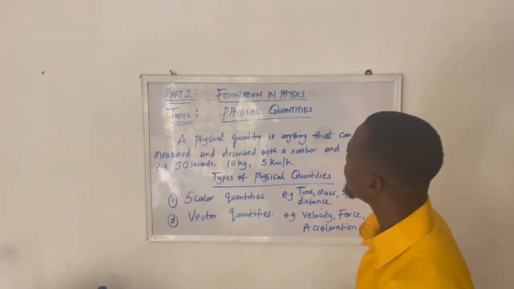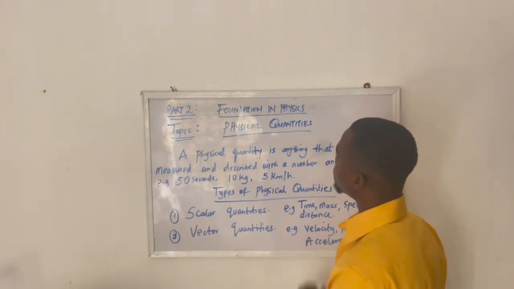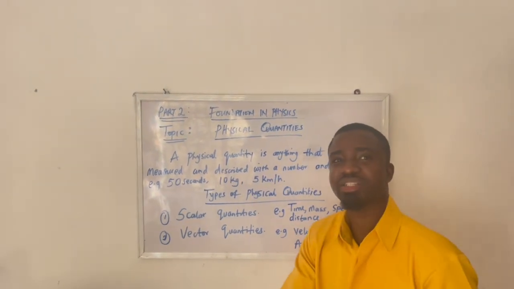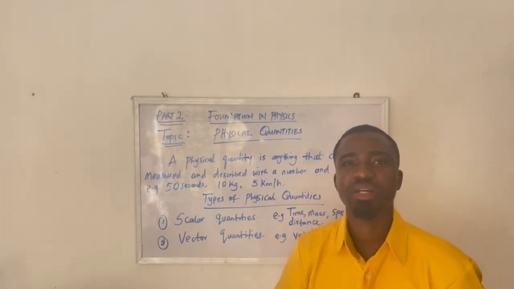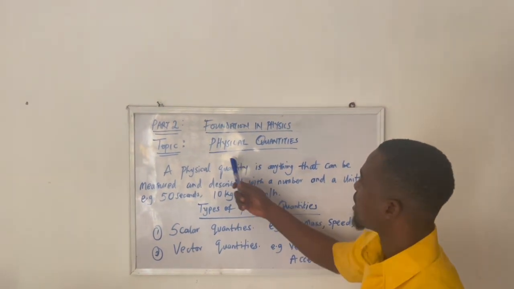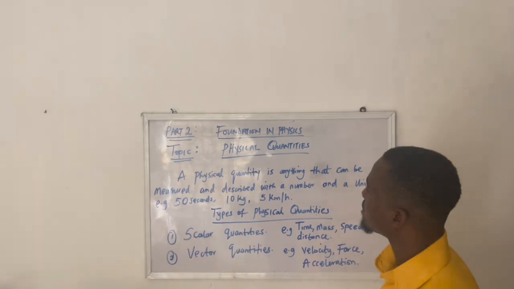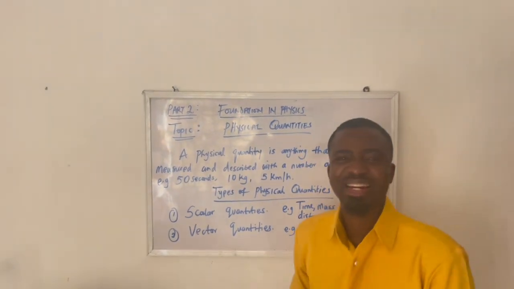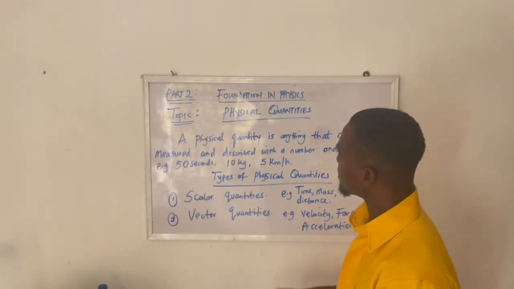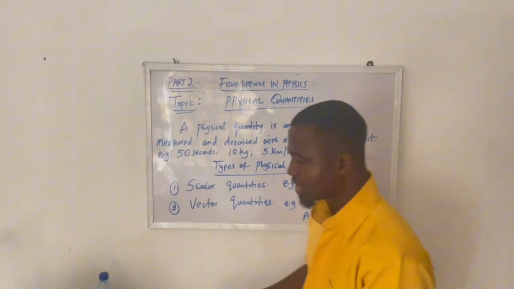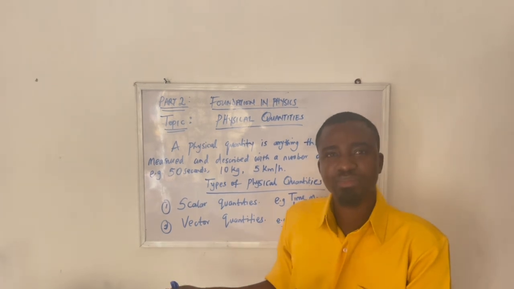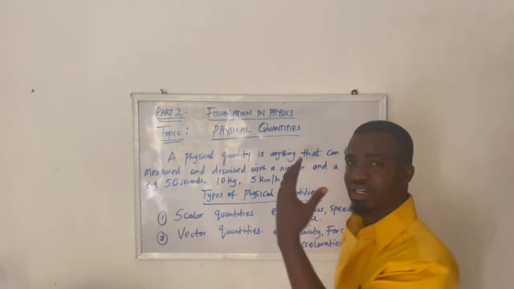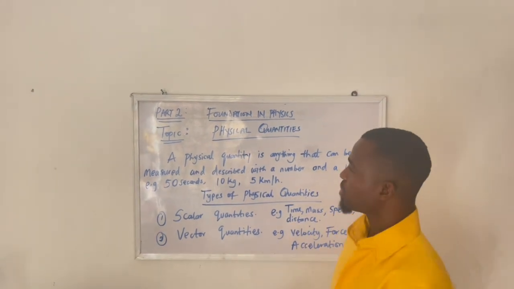So today, like I talked yesterday, we enter part 2 of our foundation in physics. We will delay for people who want to write GCE, even UTME exams. So today, our topic is physical quantities. Quantities are things you can feel, touch and see. These are things we count, and they get values and numbers. So we want to talk about those physical things that you can count.